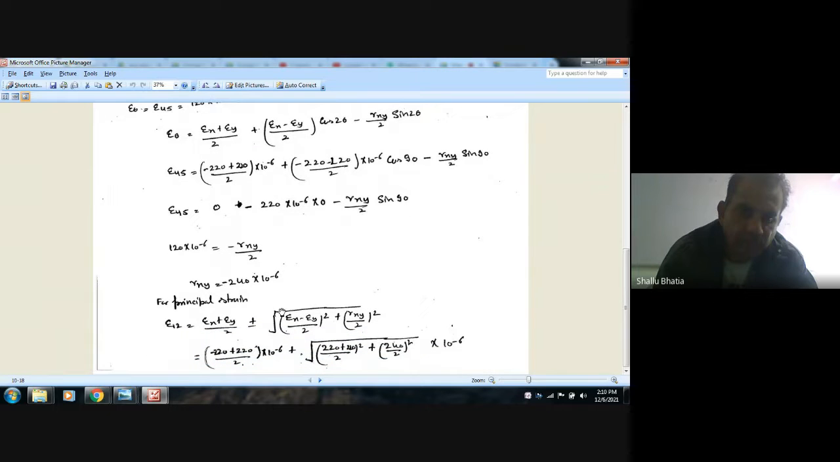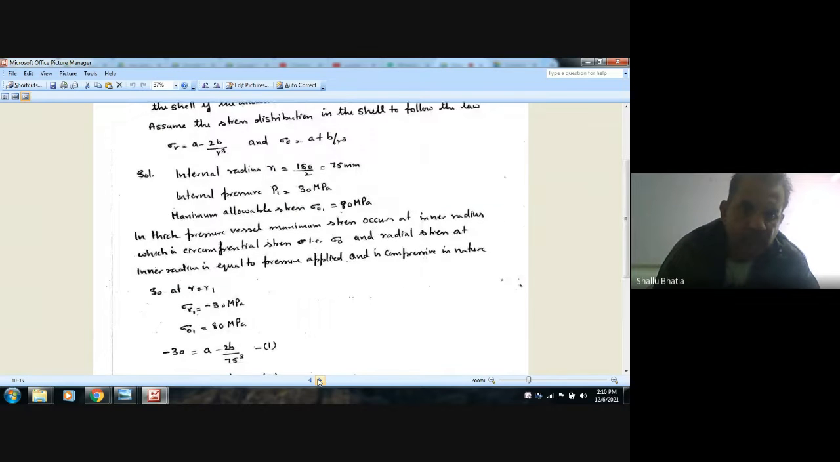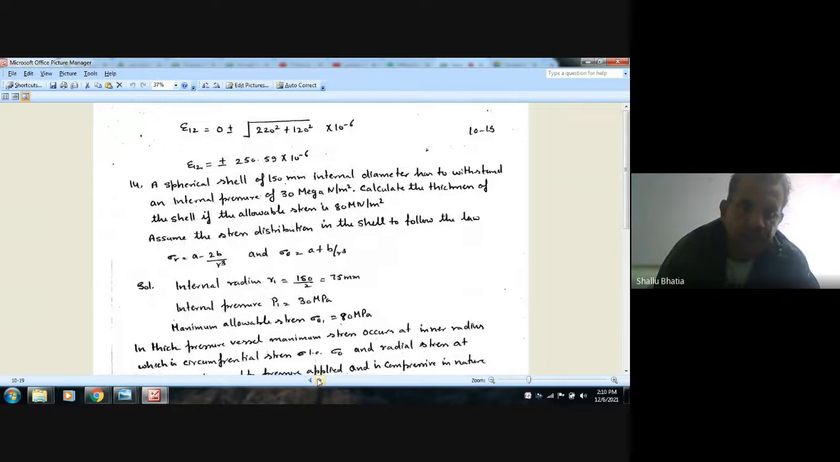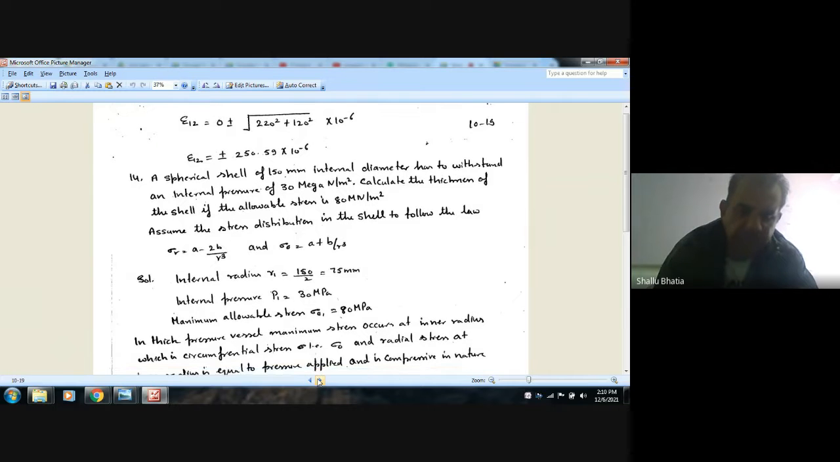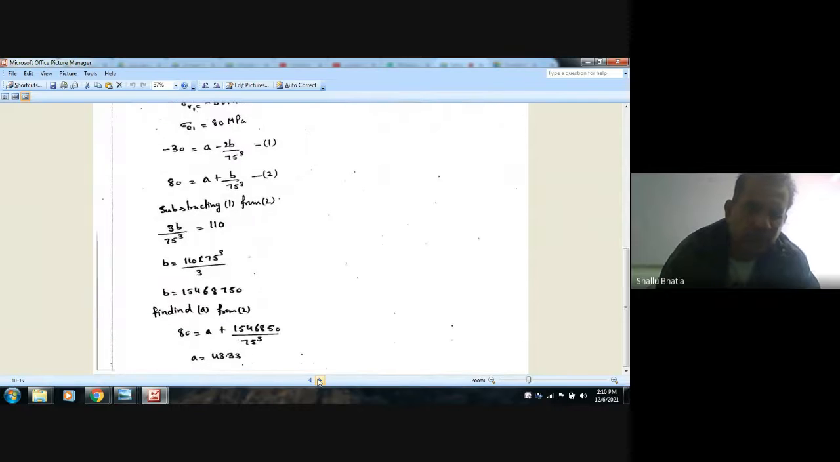After finding that out, we can use the formula for principal strain, that is (epsilon x plus epsilon y)/2 plus or minus the square root of ((epsilon x minus epsilon y)/2) squared plus (gamma xy/2) squared, and we can write the answer. These are the principal strains. These are the formula based questions.